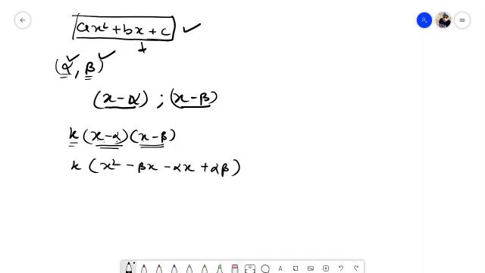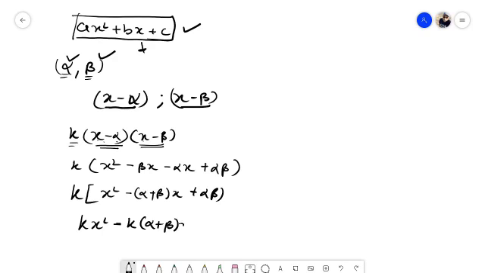Is it clear? Right. So now this will become k times x square. Let us take minus x common, so it will be minus alpha plus beta times x, and then it will be plus alpha beta. Is it clear? Now let's multiply k to it, then it will become kx square minus k times alpha plus beta x plus, sorry, k times alpha beta. Is it clear?